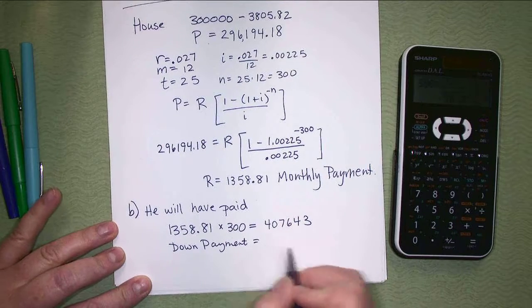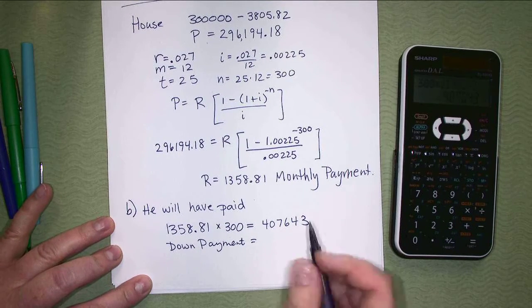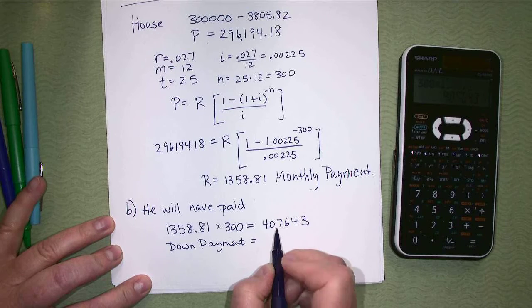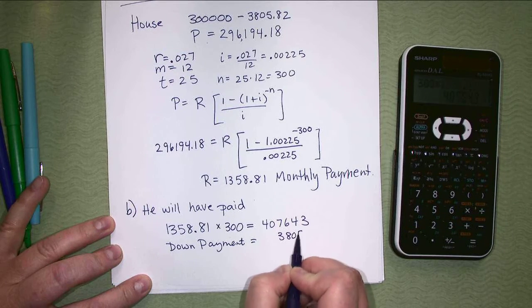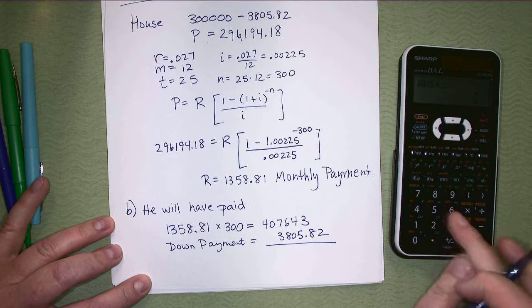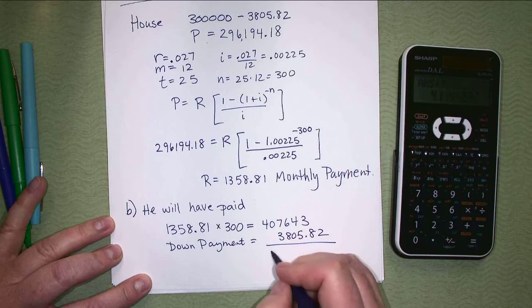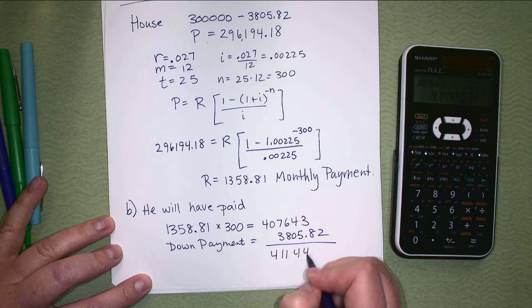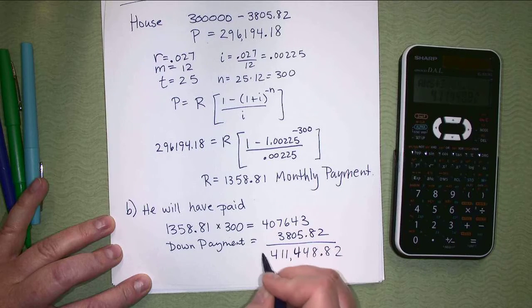If he could afford $1,300 a month, he could have saved a little more, I'm sure. That's what I was thinking. Maybe he just got a job.